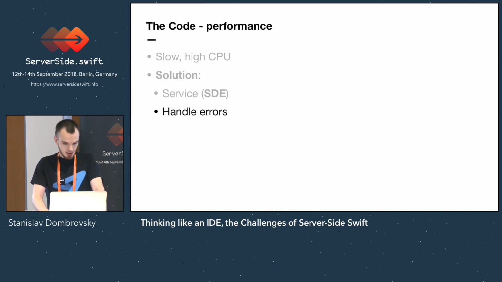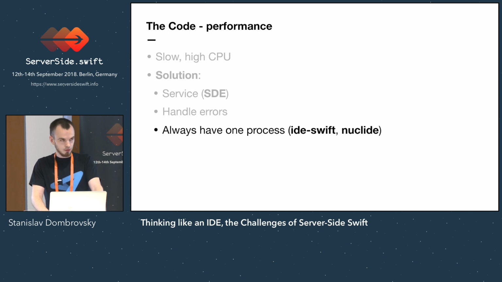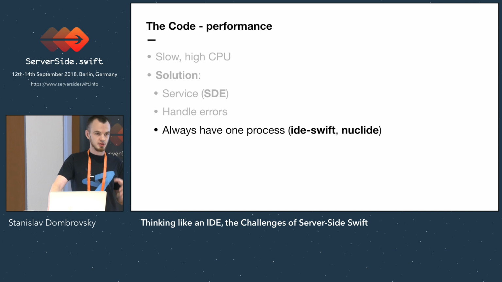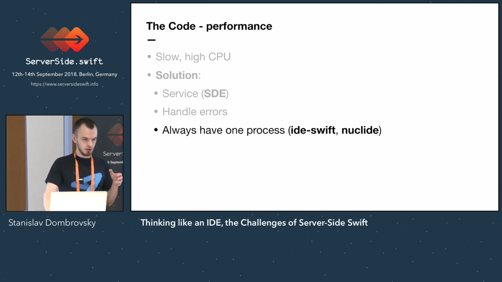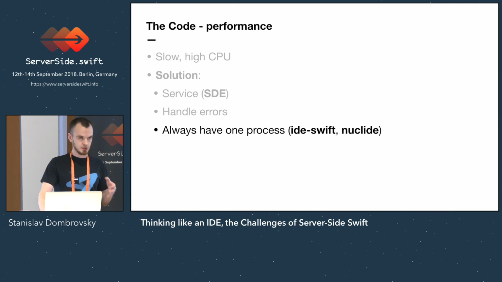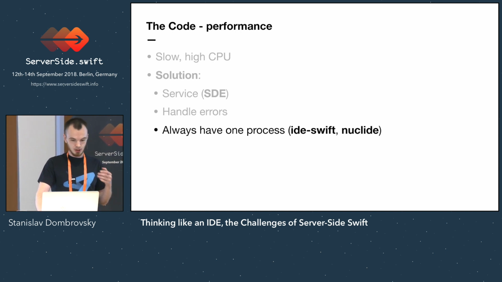And another dimension of the "always have one process" suggestion is when we use the SourceKitten tool for performing the SourceKit requests, because it's really easy to use it for dealing with SourceKit. For example, it's used in IDE Swift and Nuclide extensions.